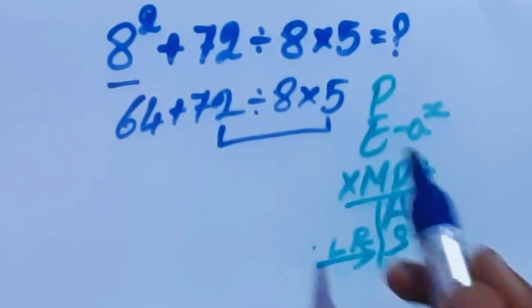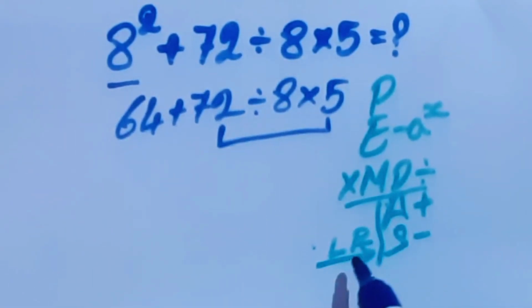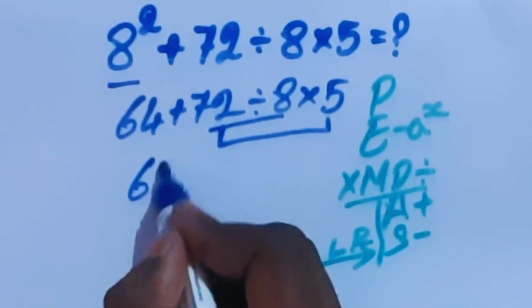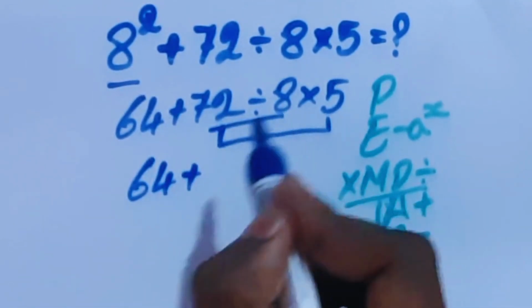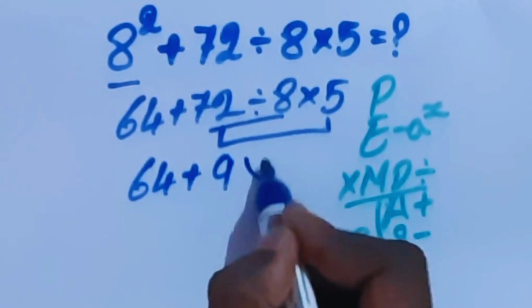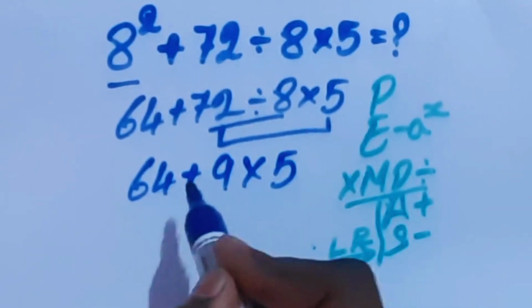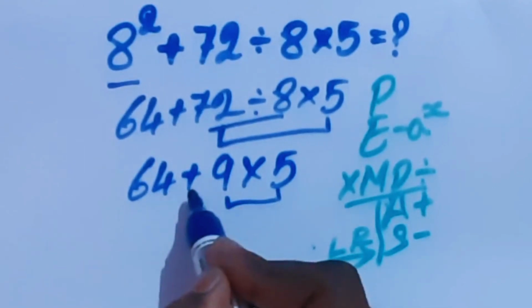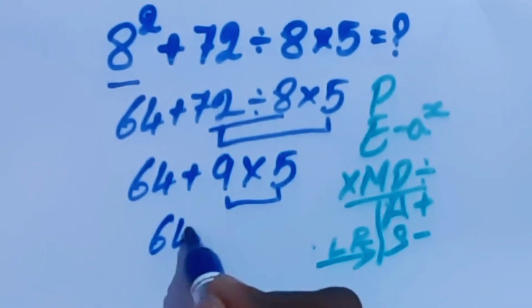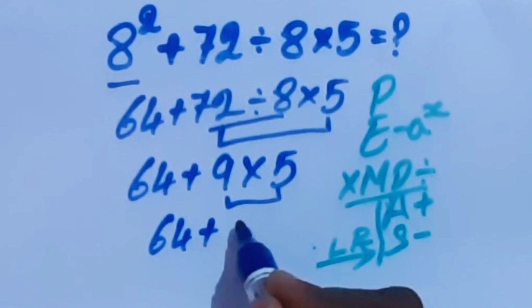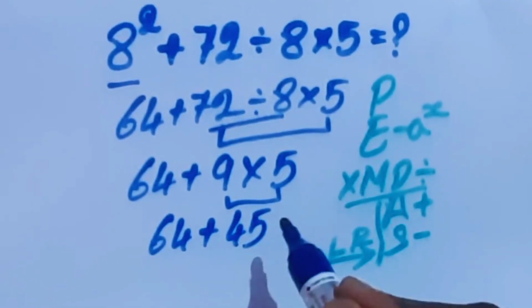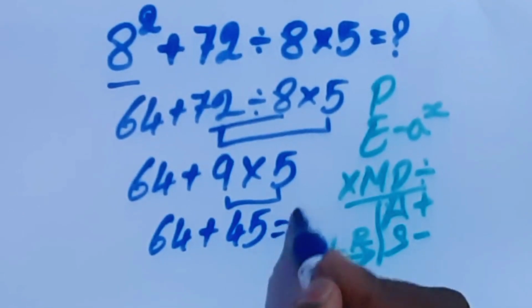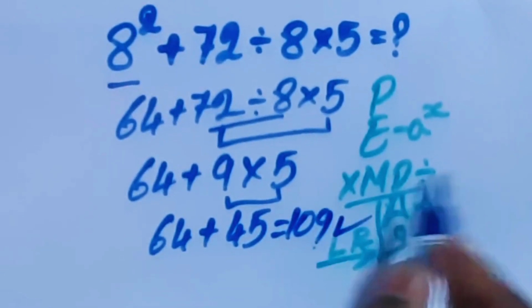Here both are equal priority as per this. For this we are going to follow left to right. So 64 plus this is 9 times 5. Here we have addition and multiplication. Multiplication is higher priority than this addition. So 64 plus this is 45. Here 64 plus 45 is 109, which is the correct answer.